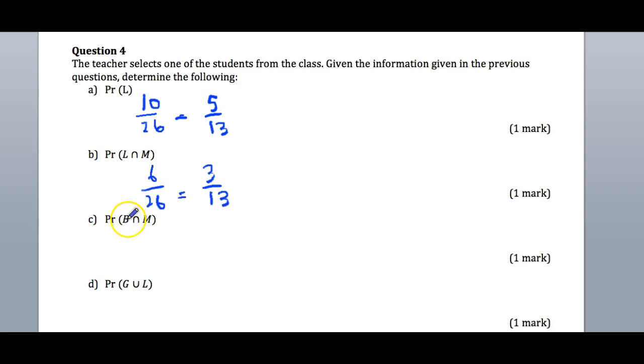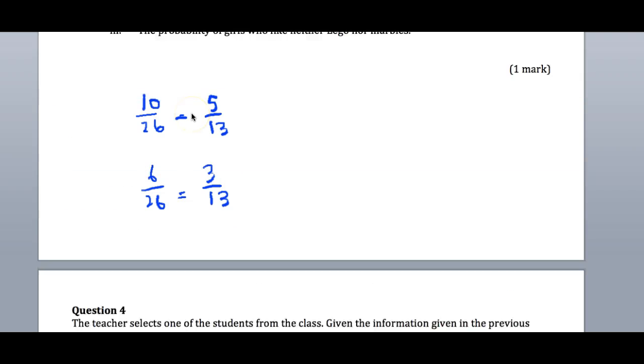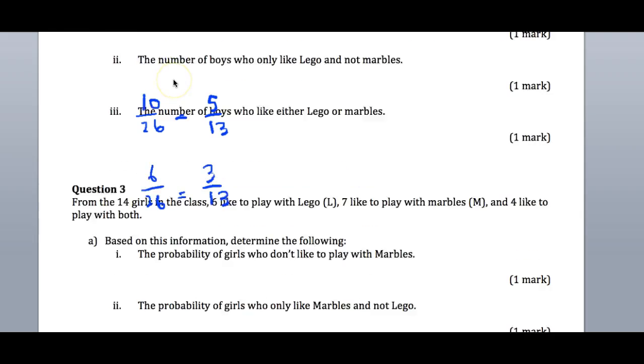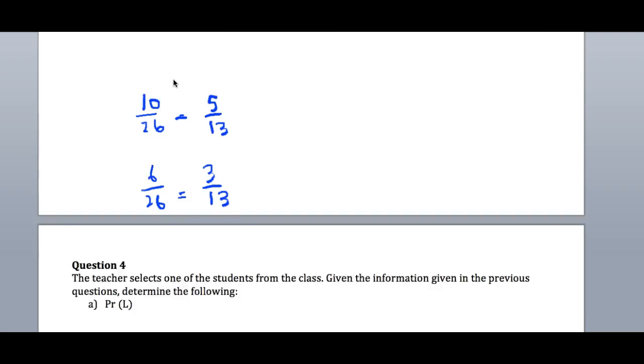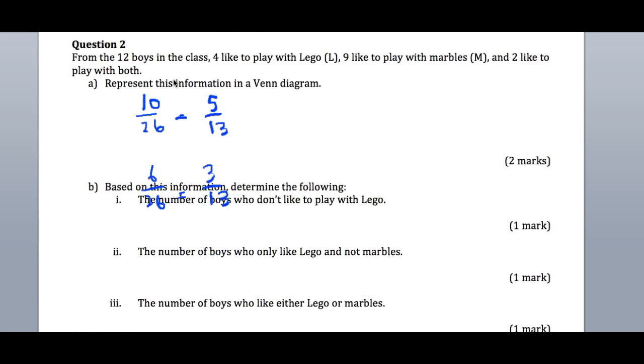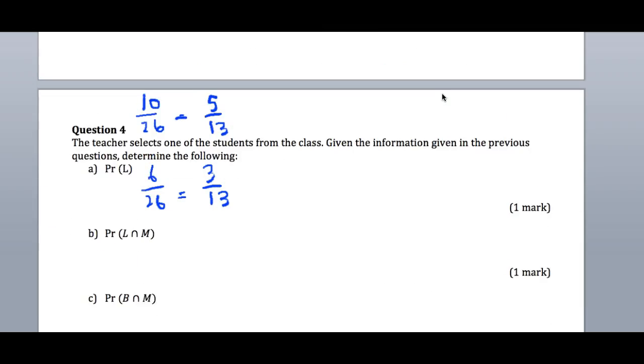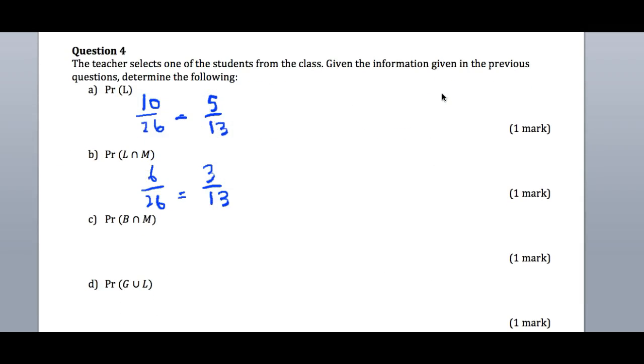This is the probability of a boy and marbles. So if we go back up, we just go to the boys. Sorry, was it and or and? Sorry. From the 12 boys in the class, 9 like to play with marbles. So we have 9 out of 26 for that one.